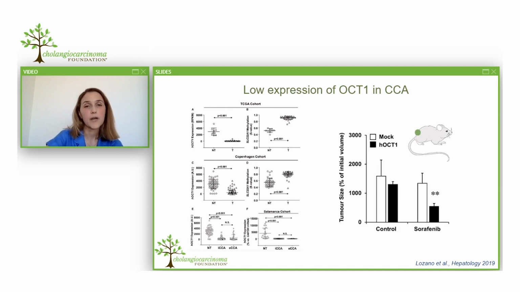Sorafenib is not used in cholangiocarcinoma because the first studies showed no beneficial effect. And in a study in different cohorts, we showed that the expression of OCT1 is very low in cholangiocarcinomas. And probably this explains, at least partially, why these tumors don't respond to sorafenib. In fact, when we include OCT1 in cell lines, we demonstrated both in vitro and in vivo that sorafenib was effective, reducing cell viability and the size of the tumors.